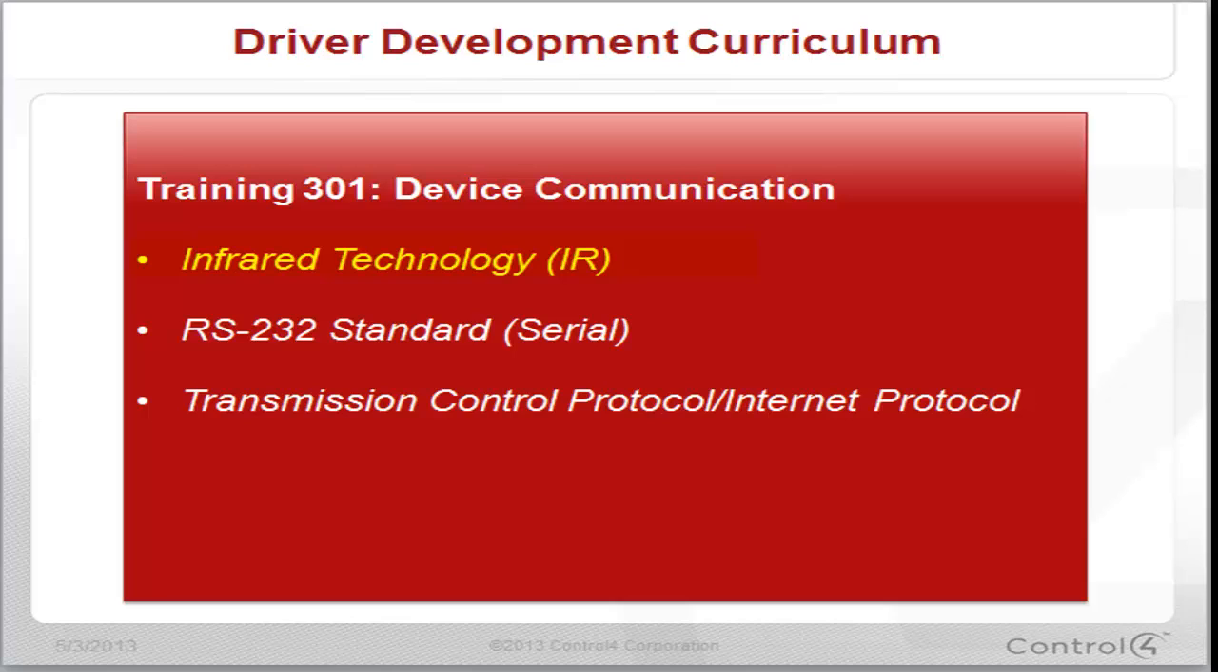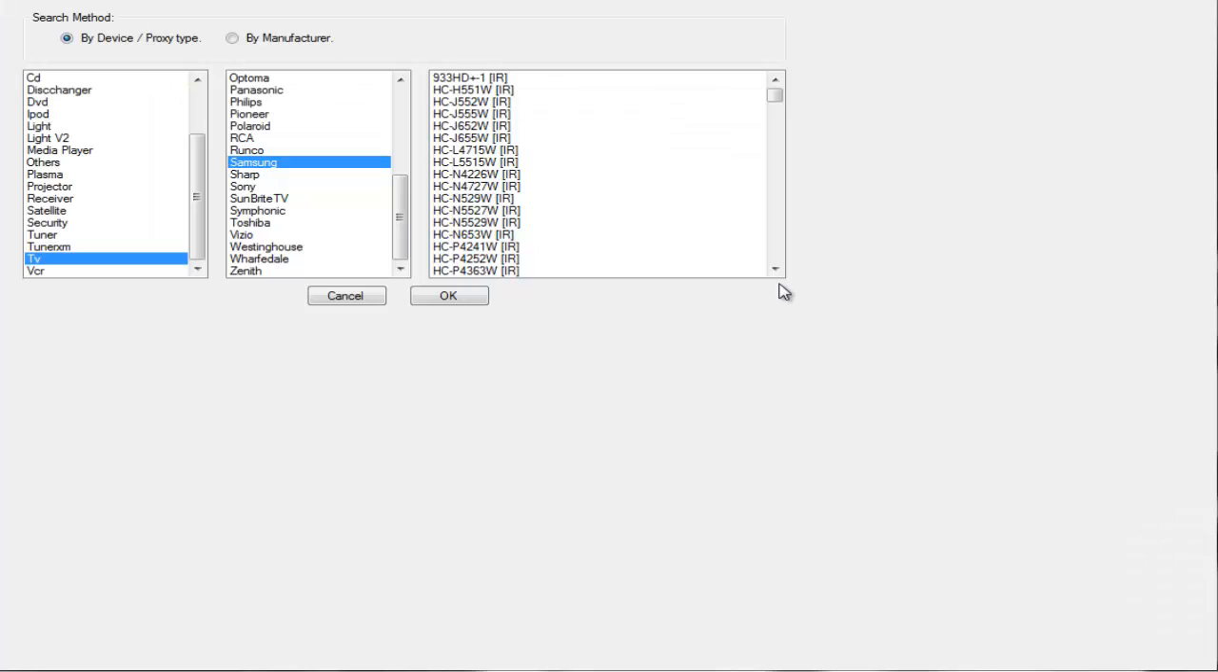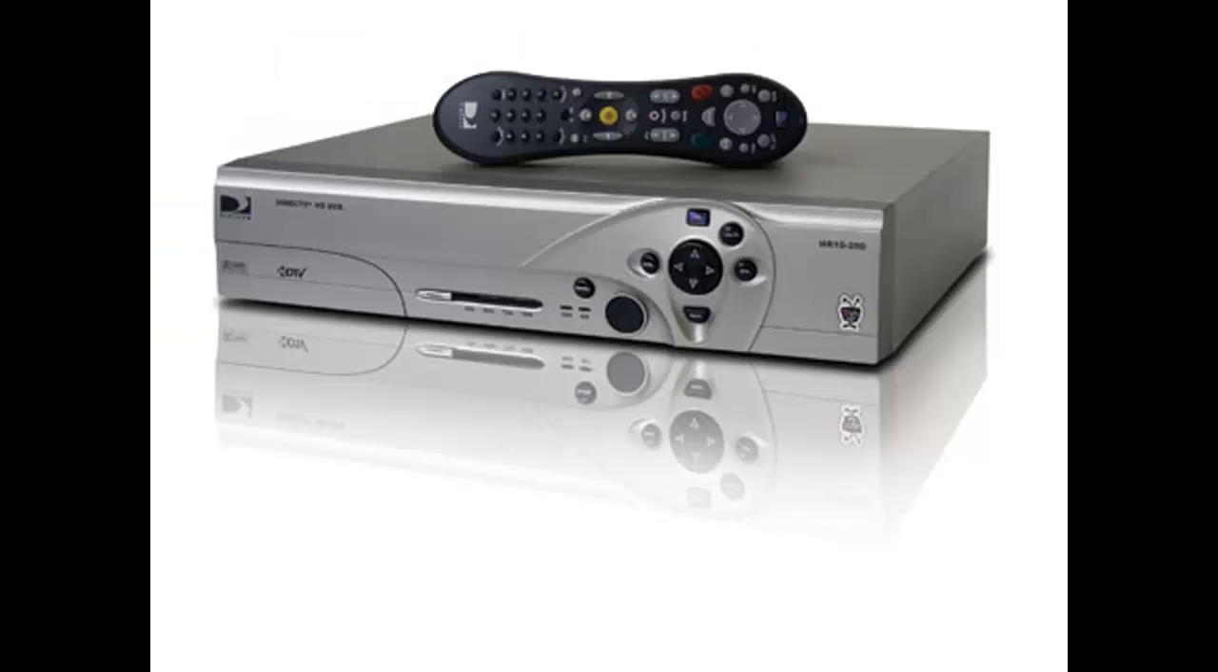IR drivers represent a large number of device drivers in the Control 4 driver database. They're a popular choice for controlling devices that don't necessarily require two-way communication to achieve a desirable level of control. Devices such as satellite receivers are good examples.